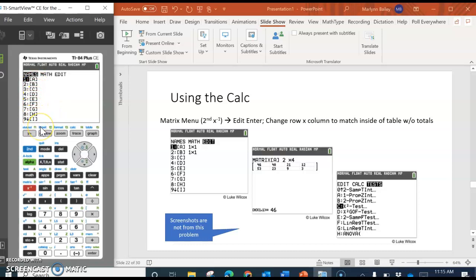We want to go ahead and edit the first matrix, so we're going to go to edit. I scrolled over to edit, and I'm going to hit enter. We first want to tell it what size matrix we're dealing with.